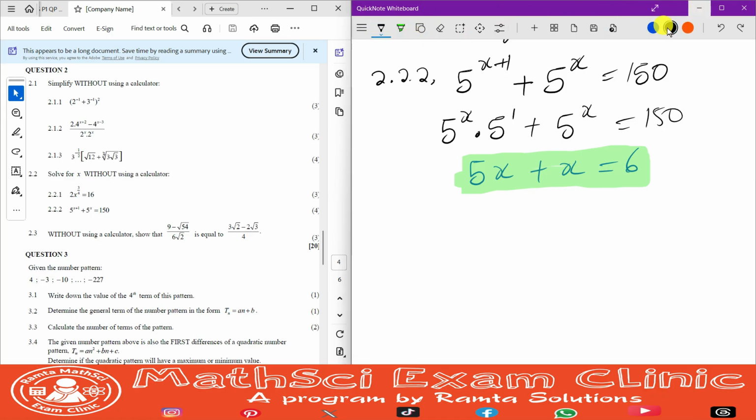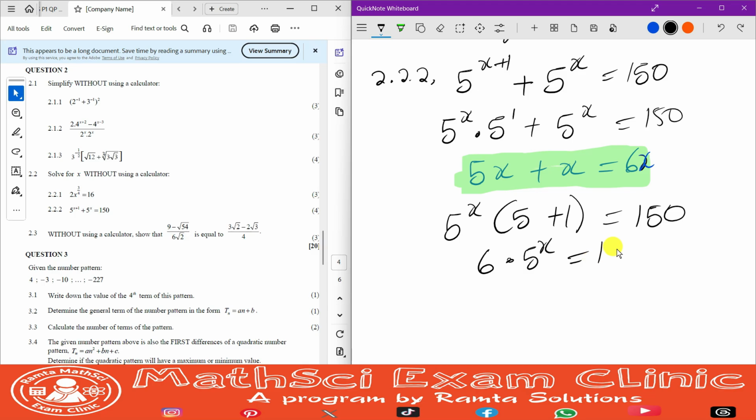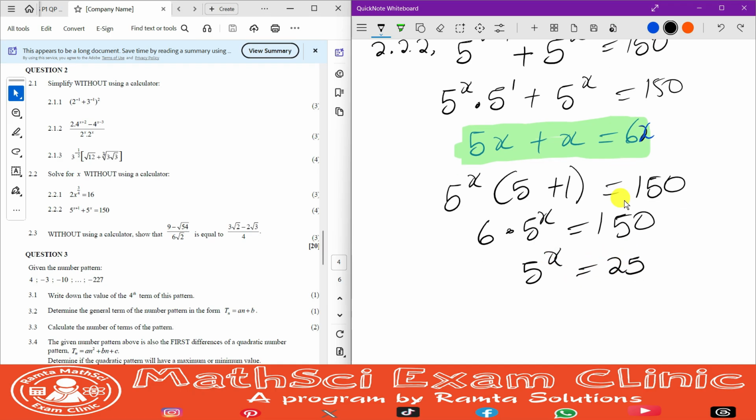However, let's just take it like normal, where we say the common factor is 5 to the x. You're left with 5 plus 1 equals 150, right? So this is 6 times 5 to the x, which is equal to 150. This is what I was trying to show you here. Now, you will have to divide by 6. 150 divided by 6 must be 25, isn't it?